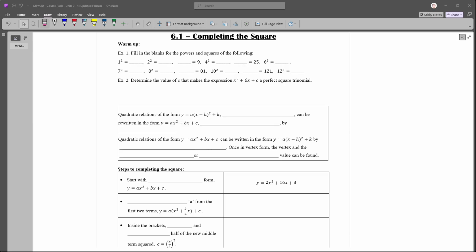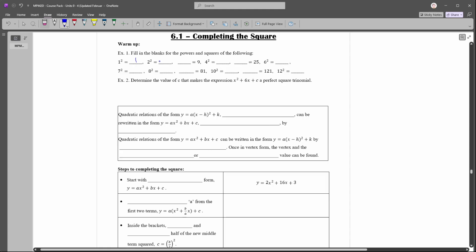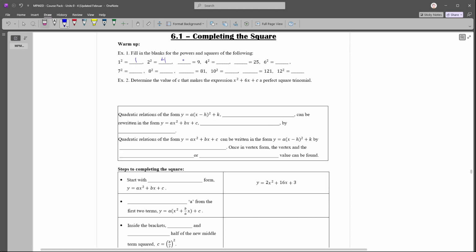So 1 squared, 1 times itself, that's just 1. 2 squared, that's 4. What squared gives us 9? 3 squared gives us 9. Okay. 4 squared, that's 16. What squared gives us 25? 5 squared gives us 25. 6 squared, that's 36. 7 squared, that's 49.